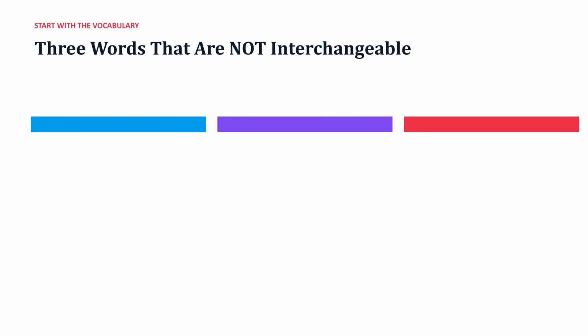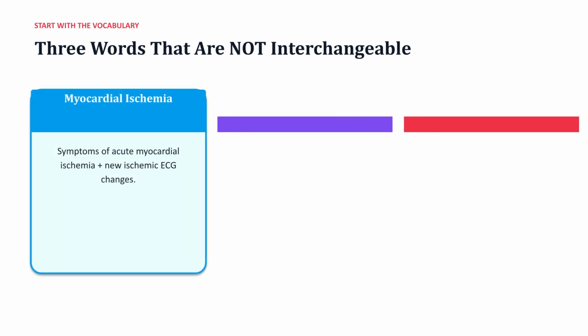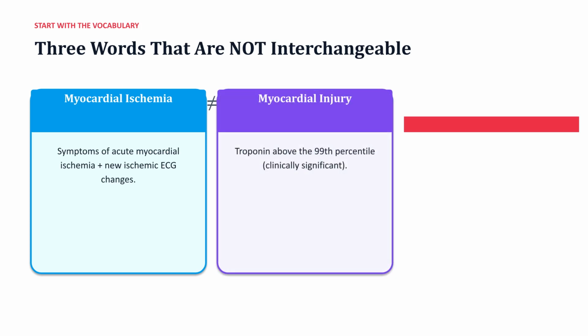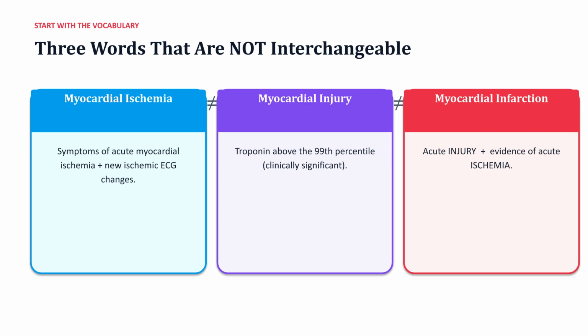First, let's clarify our vocabulary, as these terms are not interchangeable. Myocardial ischemia is a clinical and ECG finding. Myocardial injury refers to an elevated, clinically significant troponin. Myocardial infarction is the combination of both, acute injury plus evidence of ischemia. Remember this equation as we proceed.